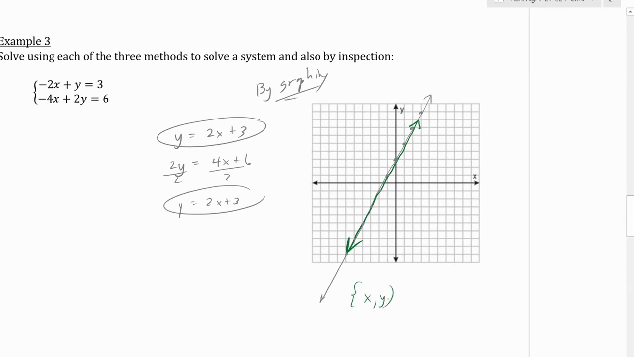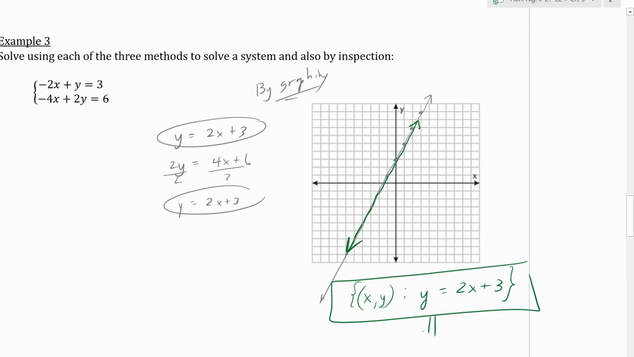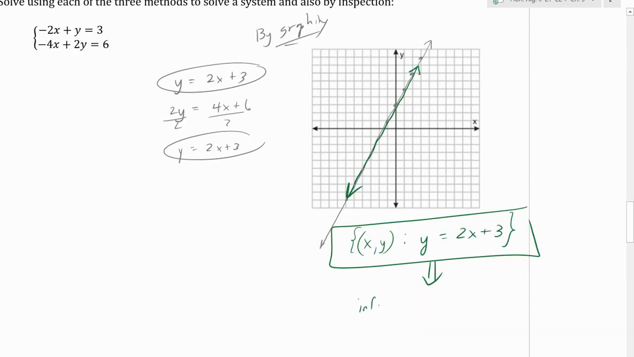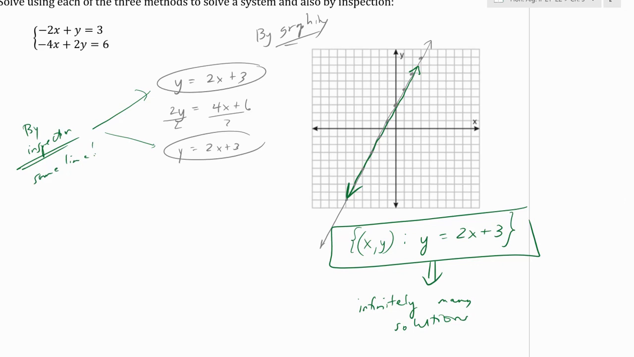So my solution to this system, it's all the ordered pairs that lie on the line y equals 2x plus 3. That implies that there are infinitely many solutions. And just doing it by inspection, that just means, oh, I just looked at it. Oh, same line. You just notice, oh, it's the same line. 2x plus 3 and 2x plus 3 equaling the same thing. It's always, you're good, you know.